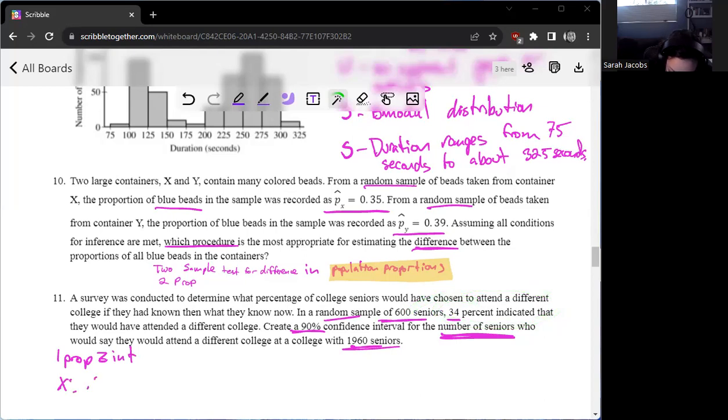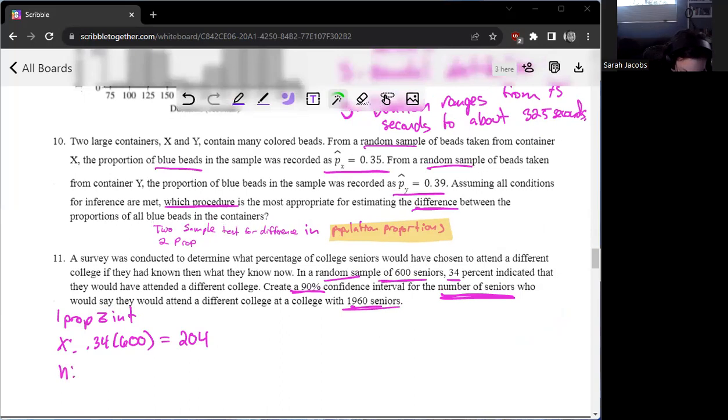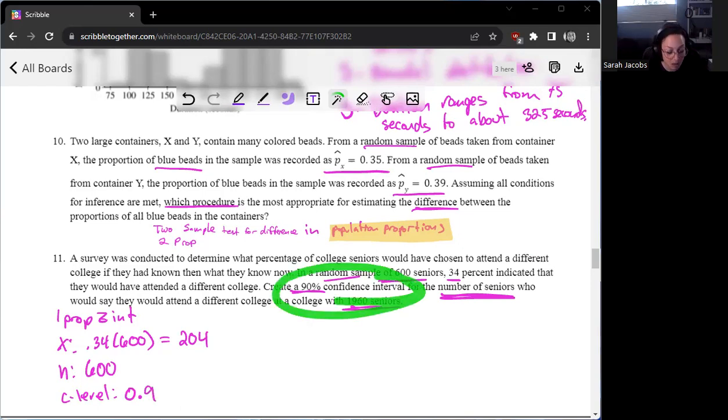X is going to be 0.34 times 600. And that happens to come out to exactly 204. That must be a whole number. So if that had come out to anything with a decimal, just round it to the nearest whole number. So that's our X. Our N is 600 because that's the number sampled. And our C level, our confidence level is 0.9 because that's 90%. So we're going to calculate that.